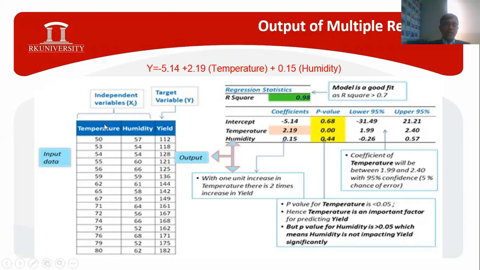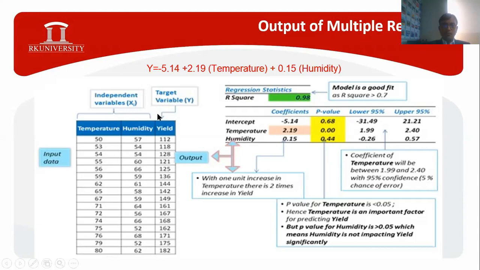So these are x1 and x2, and this can be termed as y. When we perform the regression analysis with the help of Excel, we will get a similar kind of output. Here the first and most valuable regression statistic which we need to learn is R square. The value of R square, which is called the coefficient of determination, is 0.98. That means this regression model which we have developed is a good model to predict the dependent variable.